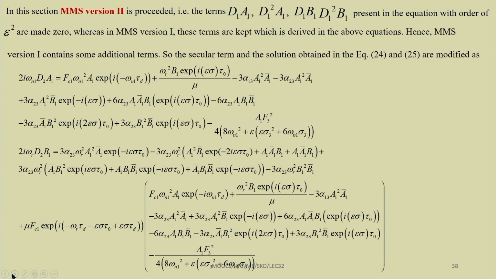So, if you want to use method of multiple scales version 2 proposed by Rahman and Butt, you can write down these equations in this form. So, here the terms with D1 a1, D1 square a1 and then D1 b1, D1 square b1 are eliminated while studying the terms which give rise to secular term. So, these are the equations we obtained. Now, solving these equations, you just see we have a set of equations.